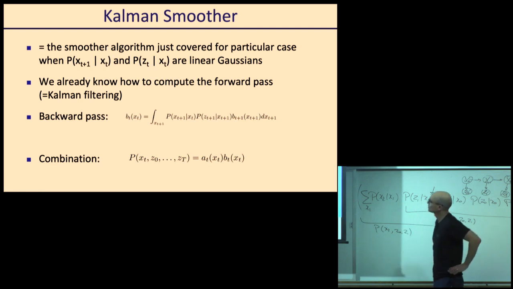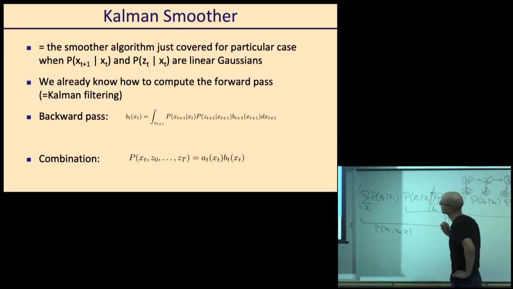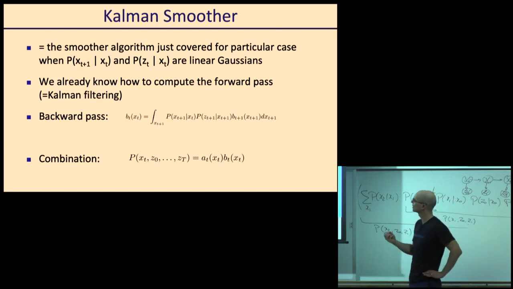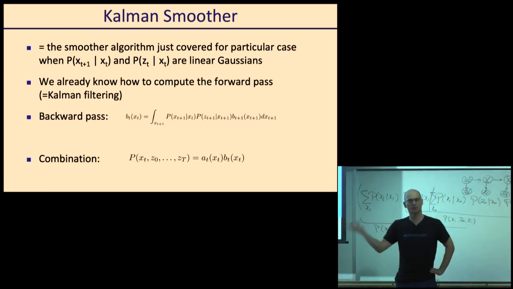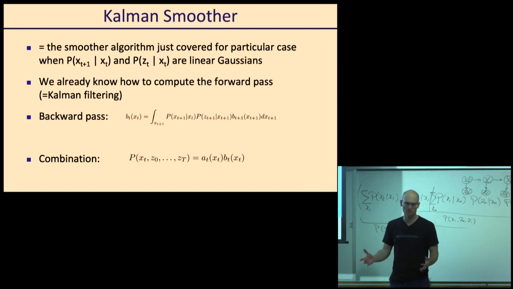What is the Kalman smoother? The Kalman smoother is exactly what we just covered, applied to the situation where these probability distributions are conditional Gaussians, where the conditional of xt plus 1 given xt is a linear Gaussian, and the conditional of zt given xt is a linear Gaussian. Then they're concrete, not just abstract distributions, and in that specific case, you get the Kalman smoother. So you find that the math for the Kalman smoother is very similar to the Kalman filter, which Ignacy covered.